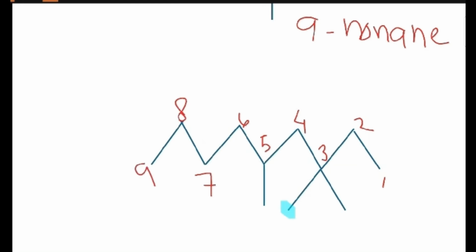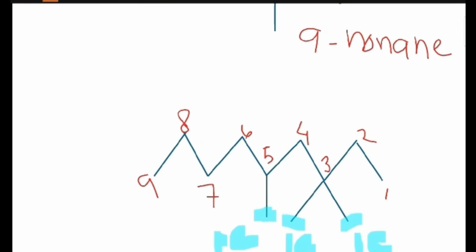As you can see, there are 2 branches coming out from the 3rd carbon of the parent chain, having 1 carbon each. That means these 2 are methyl groups. Similarly, there's 1 branch coming out from the carbon 5 of the parent chain, having 1 carbon. Therefore, this is also a methyl group. Since we have 3 methyls, the naming this time will be a little different.